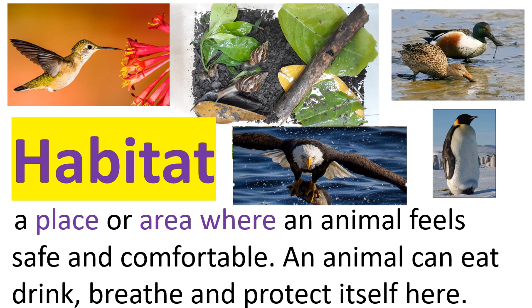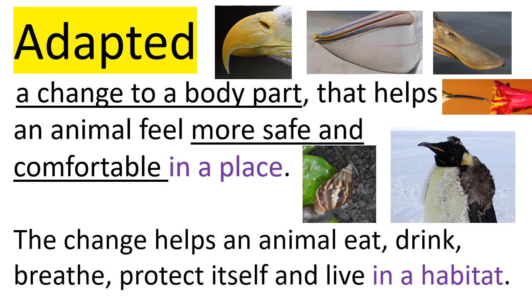Habitat. A habitat is a place or area where an animal feels safe and comfortable. An animal can eat, drink, breathe, and protect itself here. So it's any area where an animal lives. Adapted means a change to a body part that helps an animal feel more safe and comfortable in a place. The change helps an animal eat, drink, breathe, protect itself, and live in a habitat. So animals that have these changes over time are able to survive longer in their habitat.